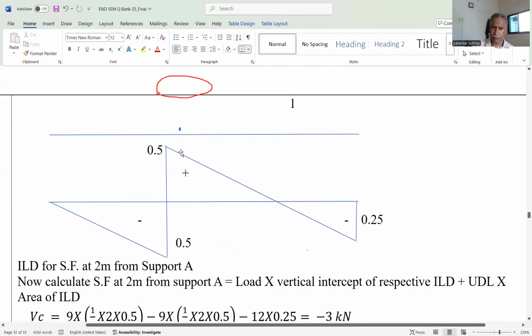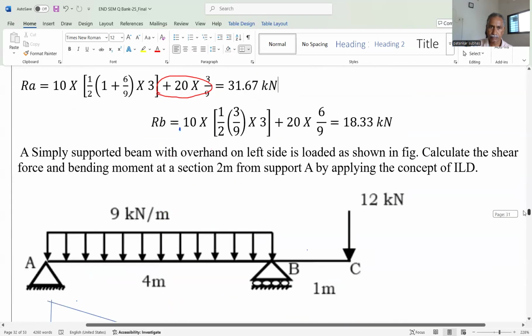This is the influence line diagram for the shear force. At support A, it is 0. At support B, we have taken the total span as 4 meter. Remember, the distance between the two supports is 4 meter. We take the section at a distance of 2 meter from the support A, that's why this is at the center. So A is equal to 2 meter, B is also equal to 2 meter, and this overhang portion is 1 meter.